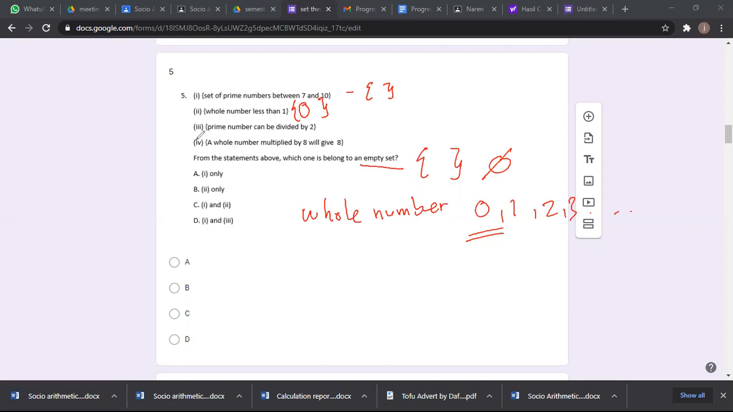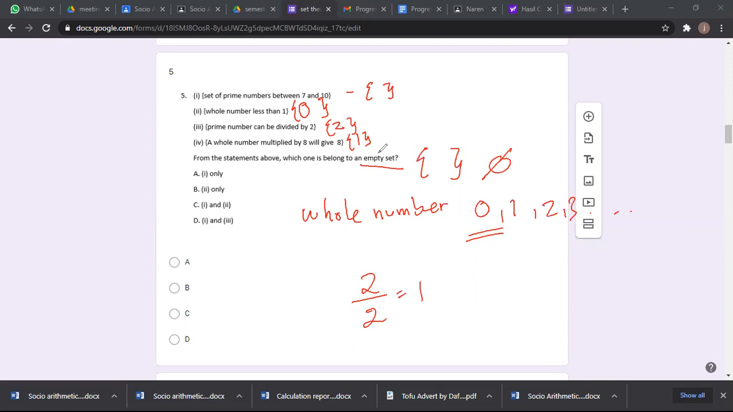And then the third sentence: a prime number that can be divided by 2. Is there any prime number that we can divide by 2? Yes, 2 belongs to the prime numbers, and it can be divided by 2. So we have 2 here. And then how about number 4? The whole number multiplied by 8 will give 8. Yes, there is. Who is that? 1. If you multiply 1 by 8, the result is 8.